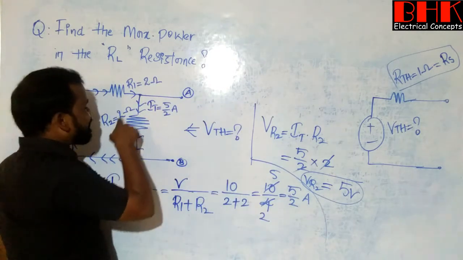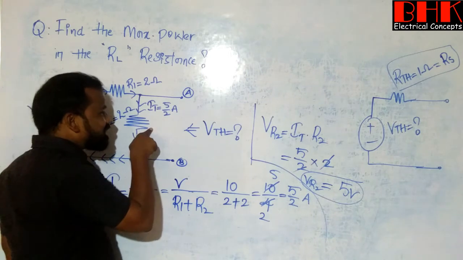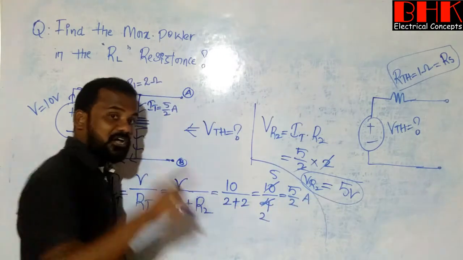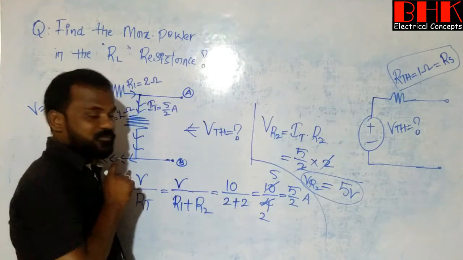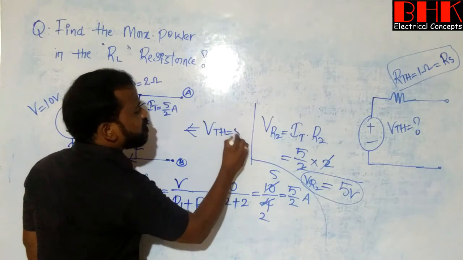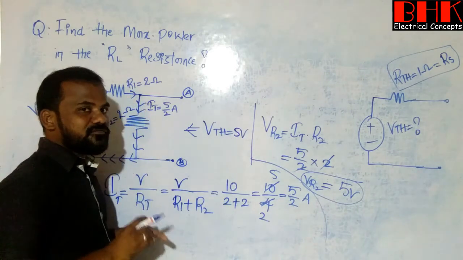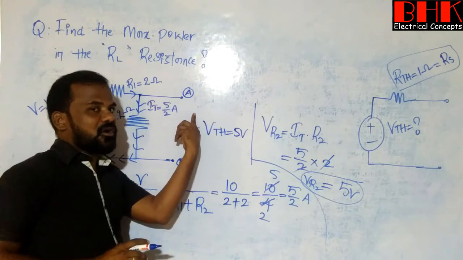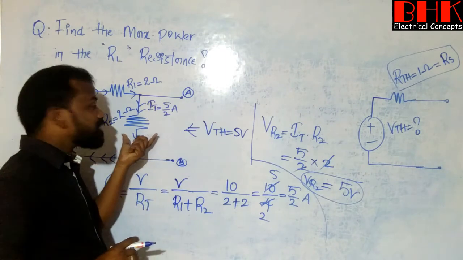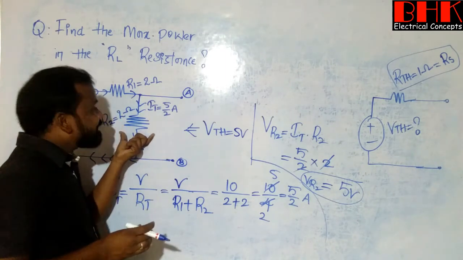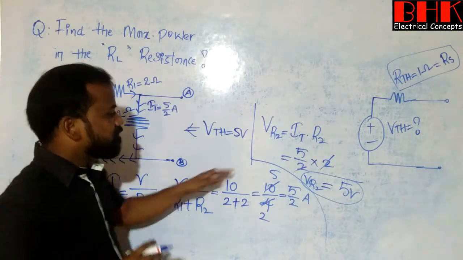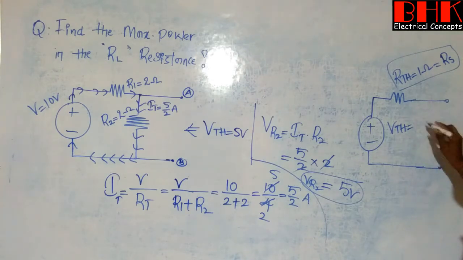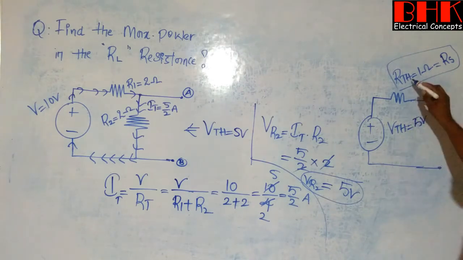Now that voltage across this R2 appears across these two open terminals. That's why this 5 volts is also the Thevenin voltage. So Thevenin voltage is equal to 5 volts. Clear? Whenever we are going to find the Thevenin voltage across this particular open circuit, always we need to find the voltage across the resistance which is exactly across the open terminals. Clear? Now we know the value of Thevenin voltage also. So Thevenin voltage is equal to how much? 5 volts. Now we know the value of Thevenin resistance.